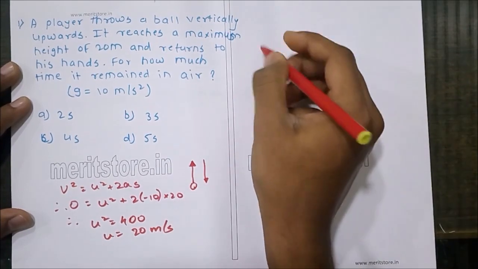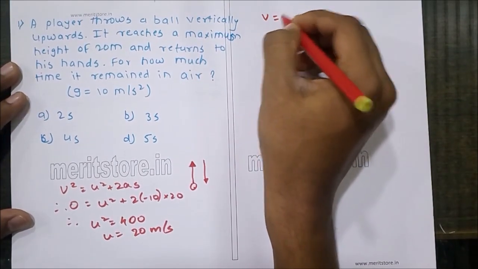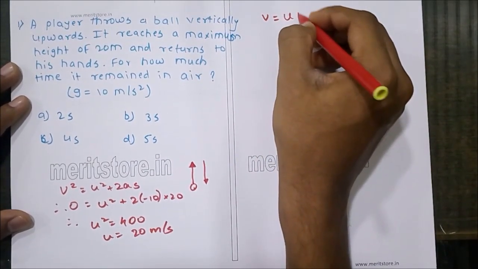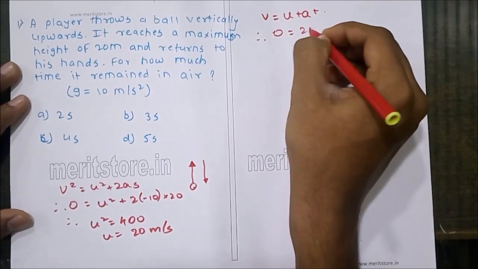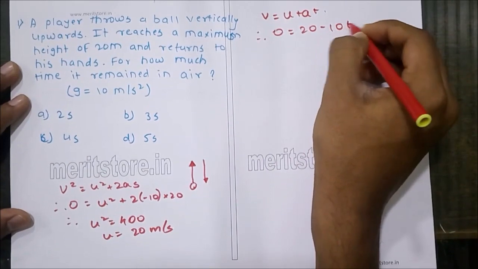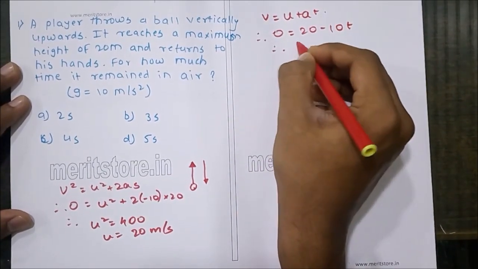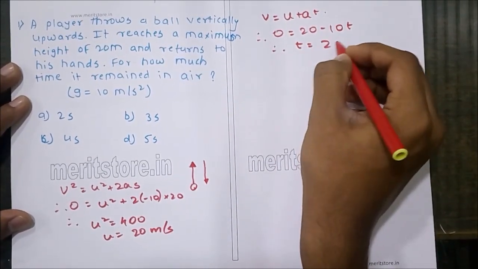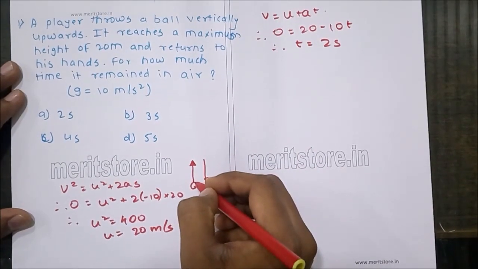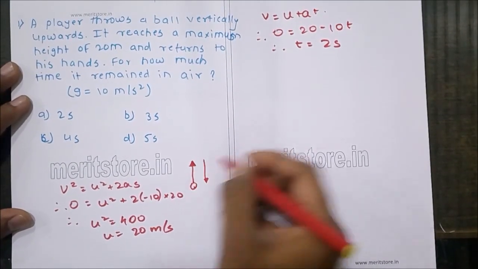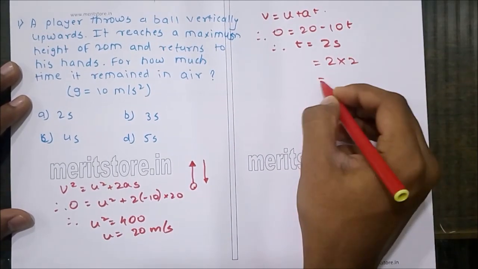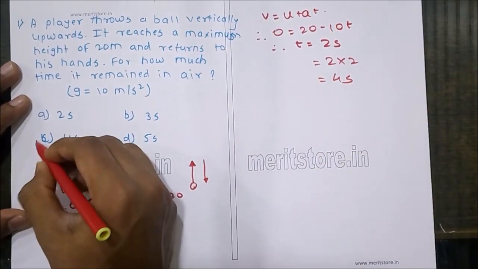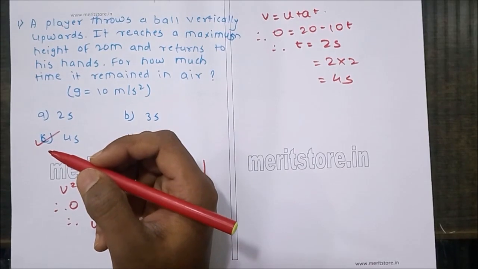Let us use this value of u in the kinematic equation v is equal to u plus at. Therefore 0 is equal to 20 minus 10 times t. Therefore t is equal to 2 seconds. This 2 seconds is the time required to go up to the maximum height. So to come back again to the original position, we need to multiply it by 2, that is 4 seconds. Hence option C is the correct answer.